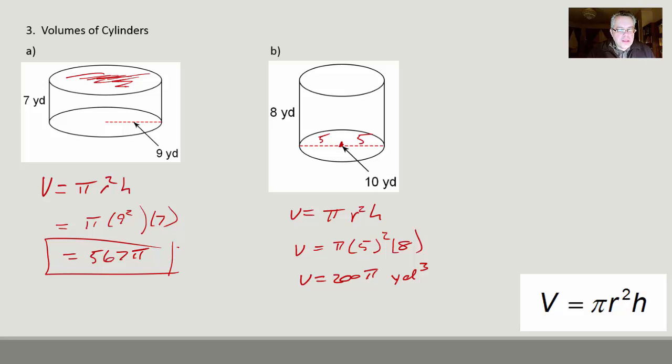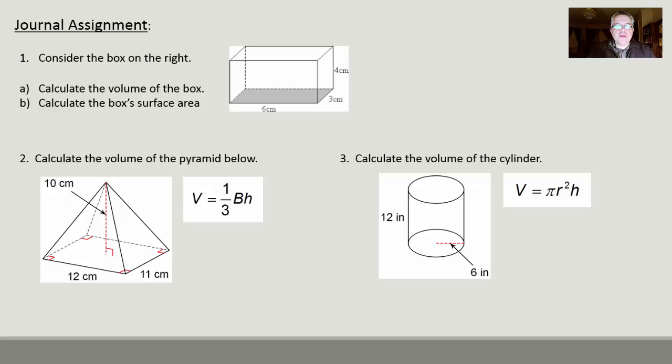No problem for you guys. Here's the journal assignment. So we've got one of each. For the first one, go ahead and compute the volume and the surface area of this box here. It's 6 by 3 by 4. Then calculate the volume of the pyramid below. Remember, B is the area of the bottom or the base. And calculate the volume of the cylinder. Shouldn't take you too long.